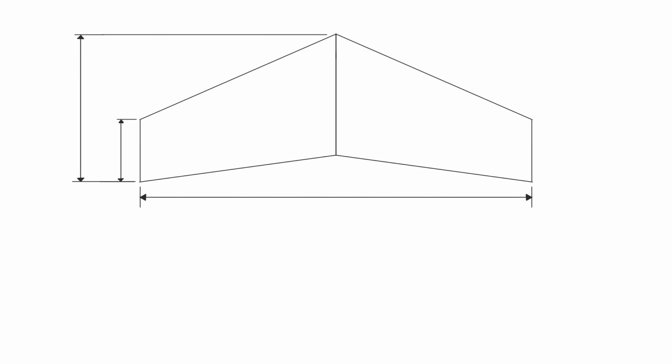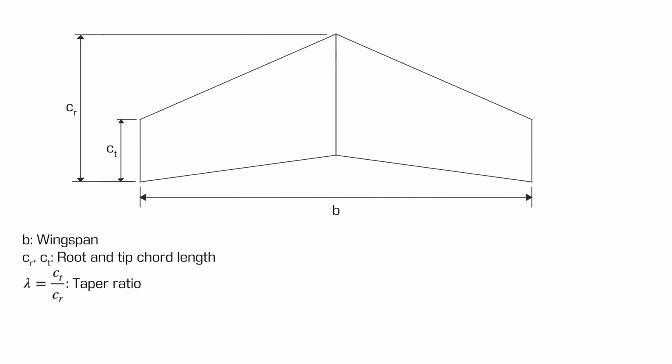Before discussing aerodynamic properties of wings, I will discuss some parts of their geometry that will be relevant moving forward. First, we have the wingspan, denoted by the letter B. This is a measure of the distance between the wingtips. Next are the root and tip chord lengths, which are the chord lengths of the airfoils used at the wing root and tip, respectively. The ratio of the tip chord length to root chord length is the taper ratio, denoted by a lowercase lambda. A taper ratio of 1 means the root and tip chord lengths are equal, and a taper ratio less than 1 means that the tip chord is smaller than the root chord.